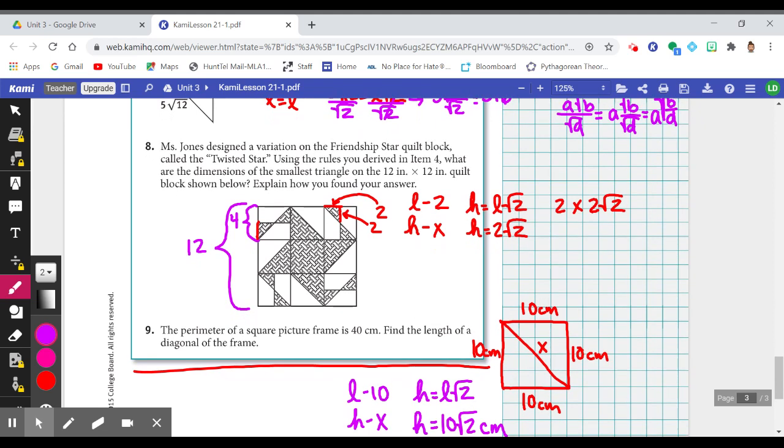Now, item 8, just taking this quilt block a little bit further, they want to know the dimensions of the smallest triangle on the 12 by 12 inch quilt block shown. So if this is 12 inches by 12 inches, then one of these squares, because there's 3 of them, one of these squares has to be 4 inches wide. And if it's cut in half, the length of the legs of our right triangles are 2. So we're asked to find the dimensions, in other words, the length of each side of the smallest triangle.